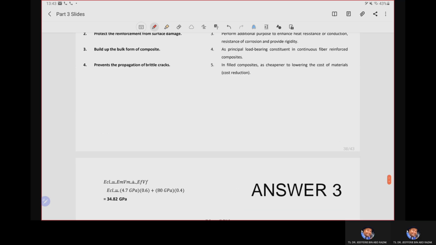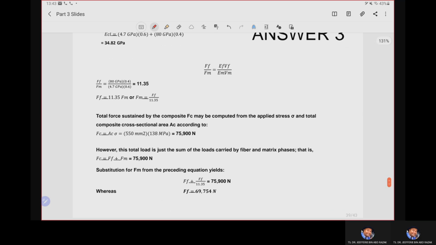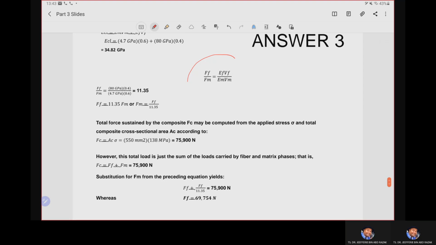Basically the answer is provided here. We can just apply this equation directly, the relationship or ratio between the force loaded to the fiber and to the matrix during loading. We have F_F over F_M, the ratio, equals E_F V_F over E_M V_M. Very simple to remember. The E_F V_F belongs to F_F, the E_M V_M belongs to F_M.